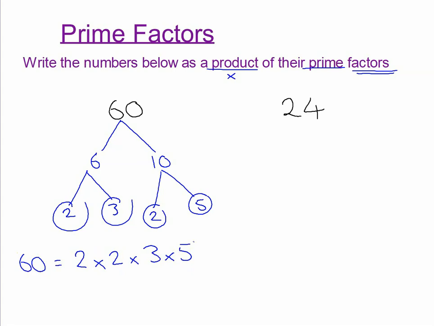What I don't want to see is people changing these multiplications to add. I see it all the time. It makes no sense. If these were adds, you would say 2 add 2, 4, add 3 is 7, add 5 is 12. You're saying 60 equals 12. It's nonsense. Some people put commas. That's crazy as well. We're looking for you to write your answer as a product, okay?